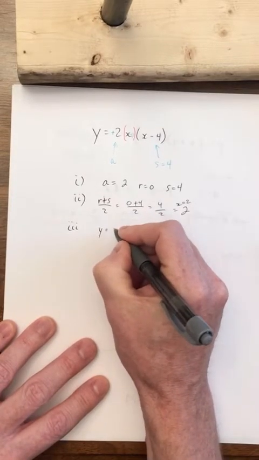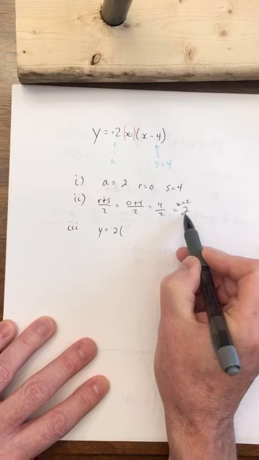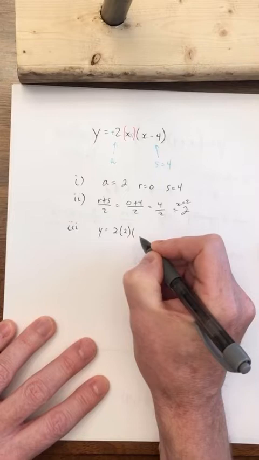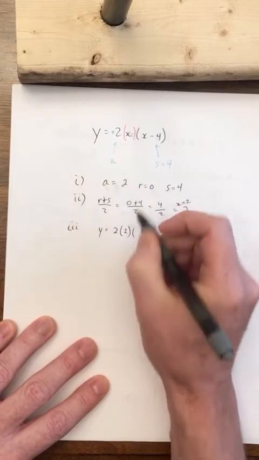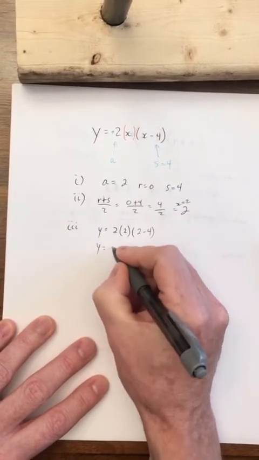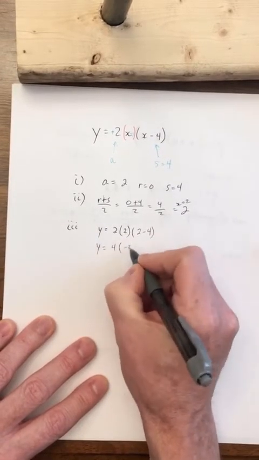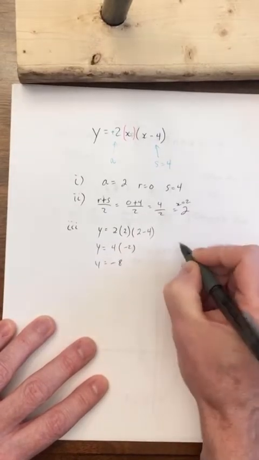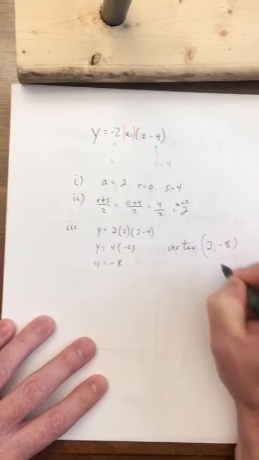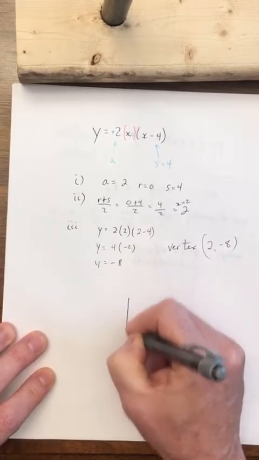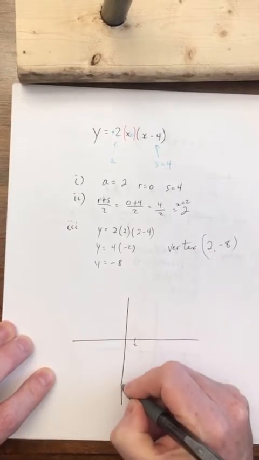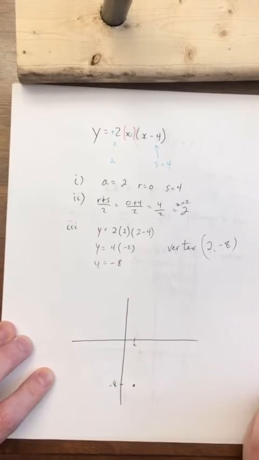We have y is equal to 2. Subbing 2 in for the x, we have 2 times 2, and then 2 minus 4. So 2 times 2 is 4, times -2, which is -8. So we have our vertex here at 2, -8. And on graph paper, if you wanted to graph this baby, we have 2, -8 as our vertex.